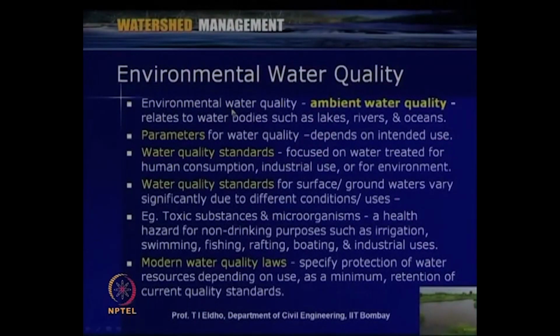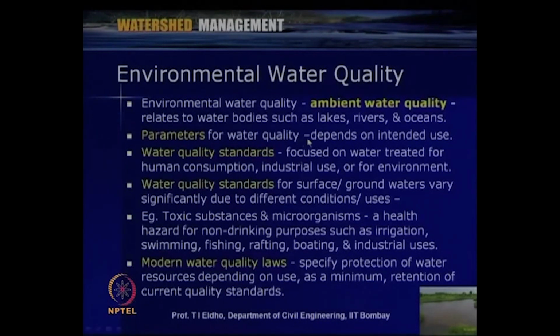When we deal with water quality management, generally we call it environmental water quality. Environmental water quality means the ambient water quality that relates to water bodies such as lakes, rivers, oceans or aquifers. That is, the water quality which is very much related to the environment, whether it is an aquatic body like lakes, rivers, ocean, or the groundwater systems. So we have to see that the ambient water quality and its environmental values or particular values are met.